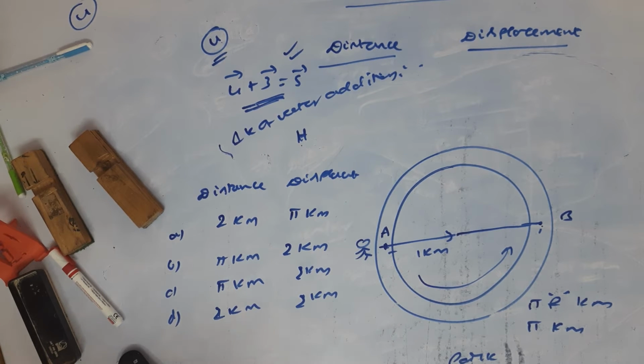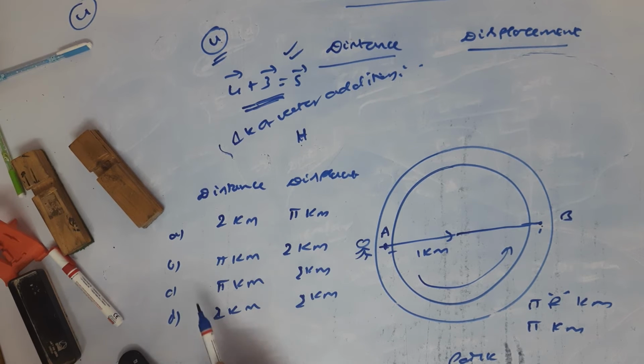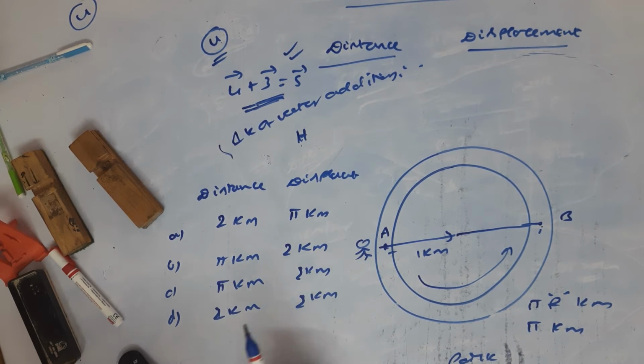Now the question is very simple. Among this, can you tell me which option is correct for distance and displacement? Option A, 2 kilometer and pi kilometer. Pi kilometer, 2 kilometer. 2 kilometer, 2 kilometer. Okay, fine, there is a mix of answers. Okay, come on, you please. You are telling, okay, I am very happy about your interactions.